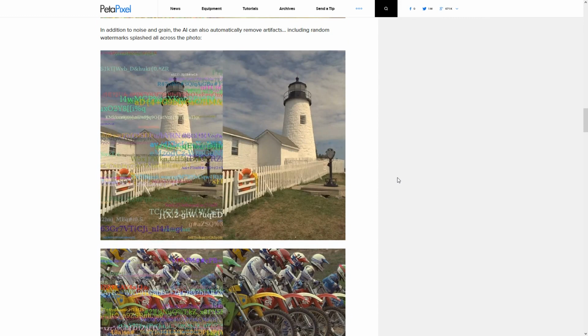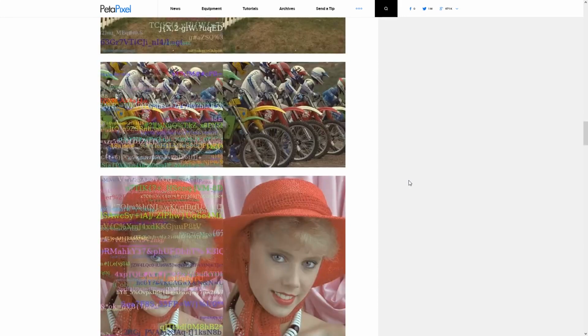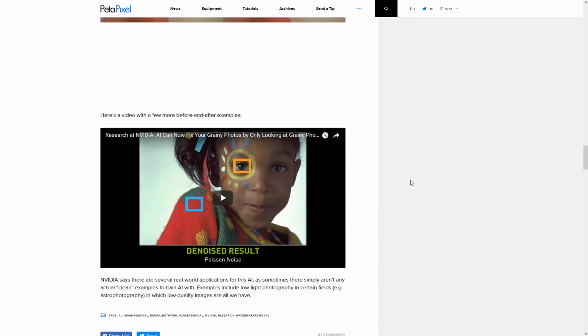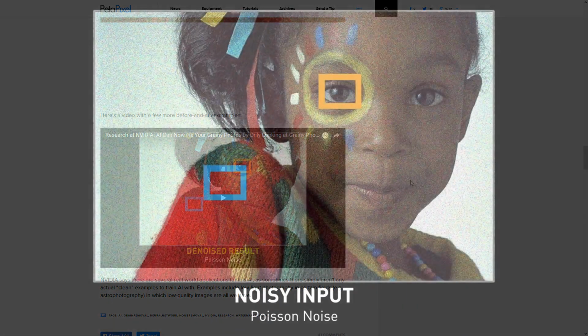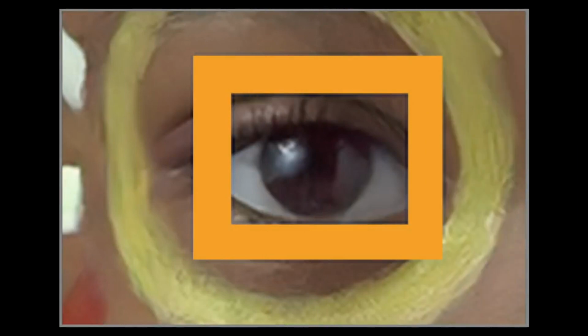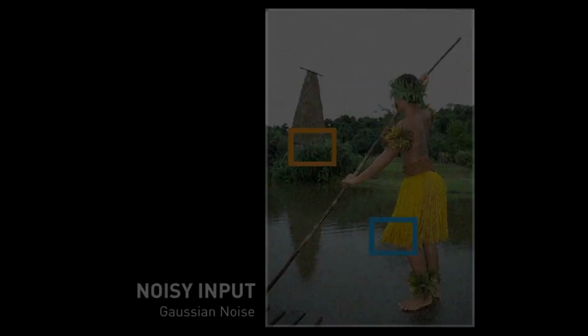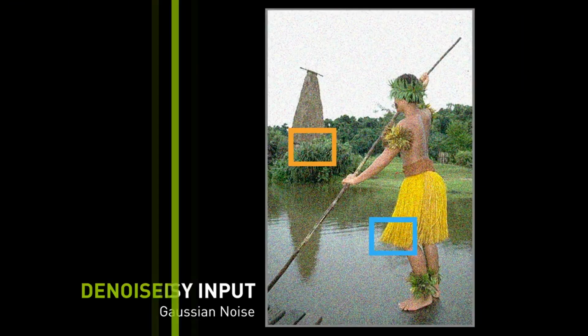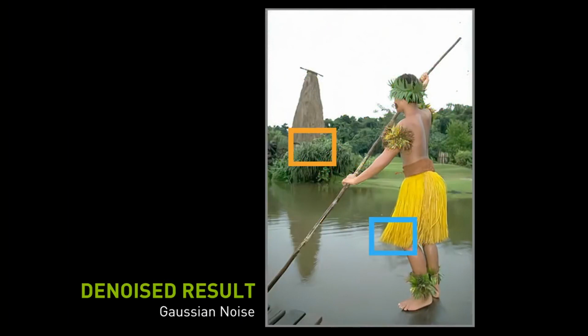Here we've got all sorts of text removed from photographs, so goodbye non-digital watermarks. And there's a whole video that they've got here about how you can actually improve grainy photographs. So I can see this technology being used maybe to improve archived materials which are old, grainy, and just need some modern AI intelligence to improve them.